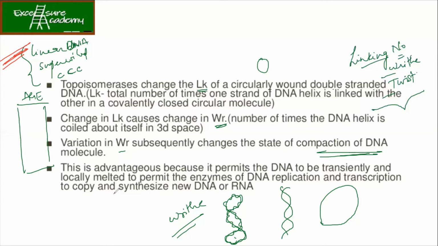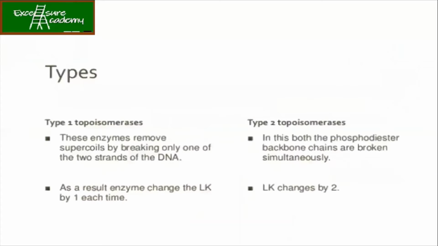Okay, so this is advantageous because it permits the DNA to be transiently and locally melted to permit the enzymes for DNA replication and transcription. So this much is clear to us that DNA topoisomerase changes the linking number so that the replication and the transcription enzymes can do their work, okay?